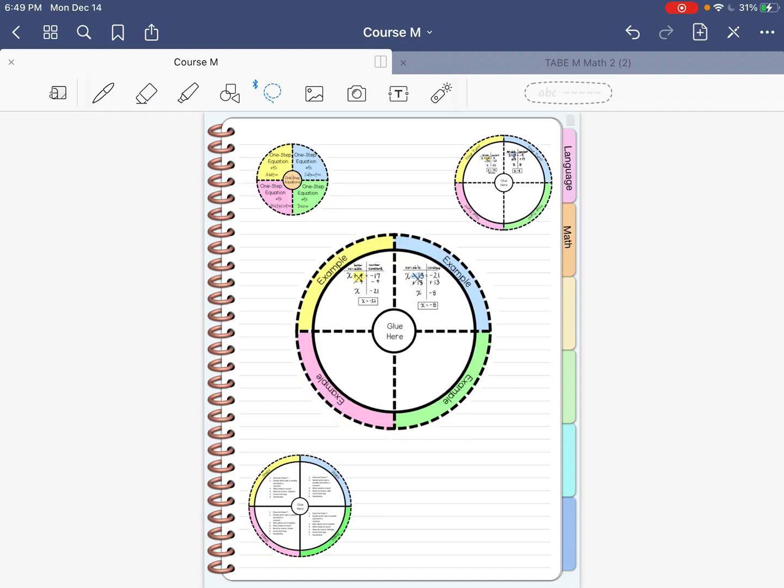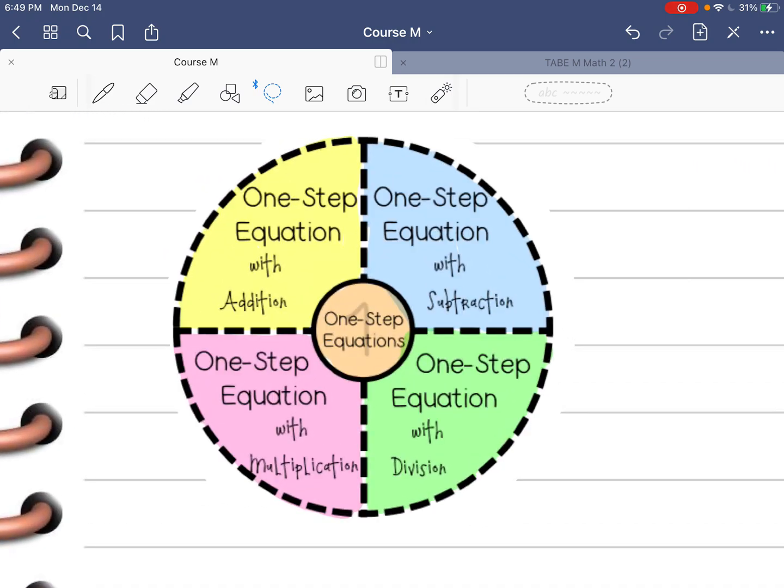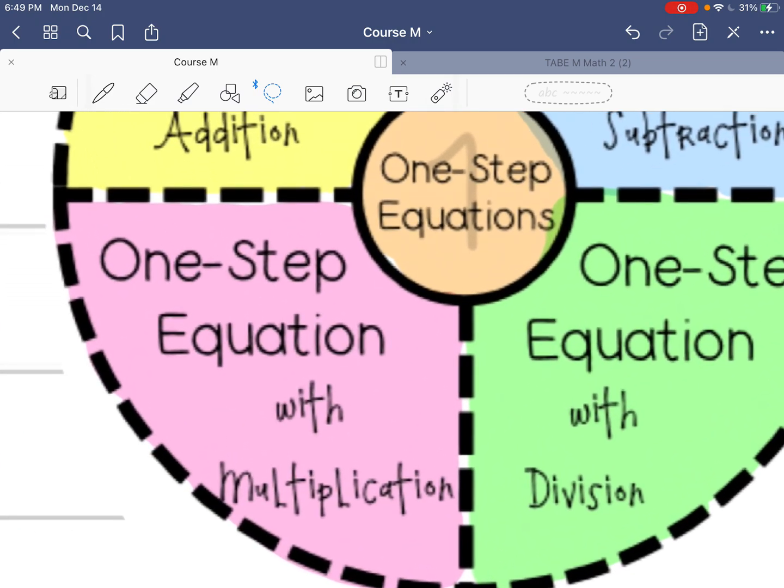Hello again. In this video we are looking at one-step equations with multiplication.